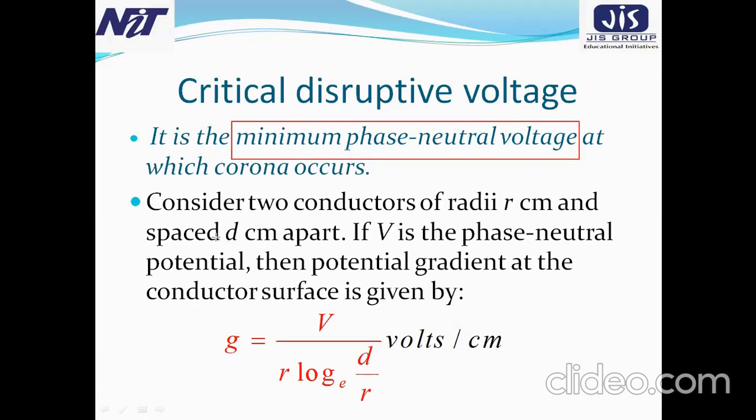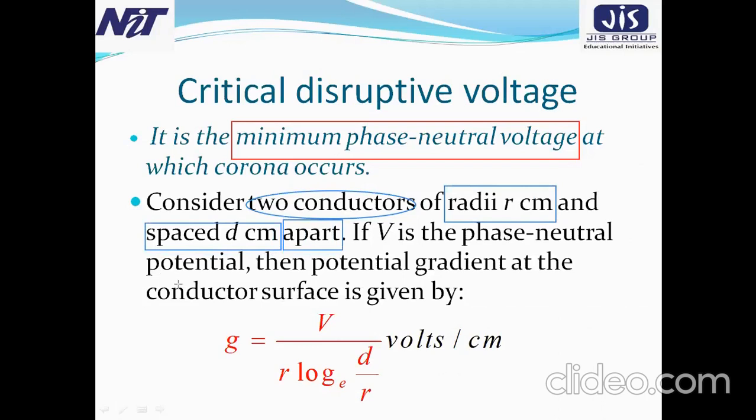Now, for the proof of this critical disruptive voltage, we have to consider at least two conductors. So consider two conductors of radius r centimeter and spaced d centimeter apart. That means the space between the two conductors is d centimeter.